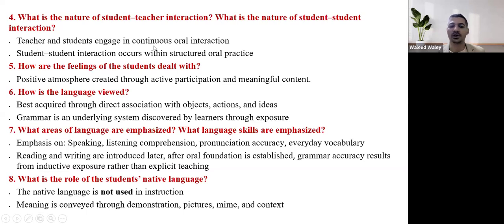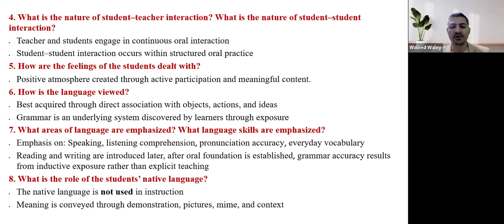Teacher and student engaged in continuous oral interaction. So he always showed them the pictures and asked them about the meaning of the pictures, and asked them also to generate questions, to generate sentences. Okay, student interaction occurs within a structured oral practice. So when the teacher assigns some oral practices or speaking tasks between the students, they always interact and talk to each other. How are the feelings of the students dealt with?